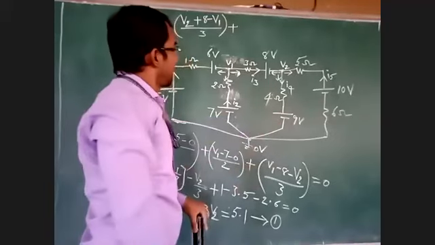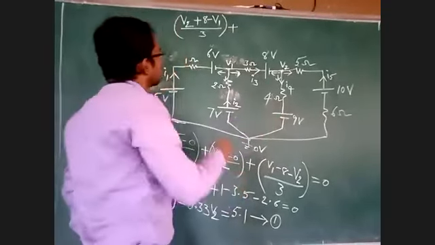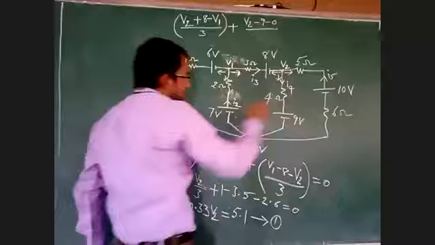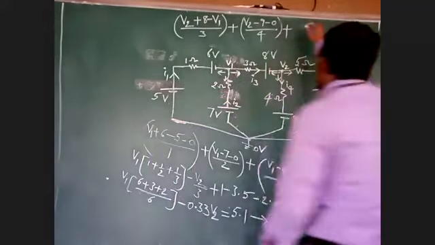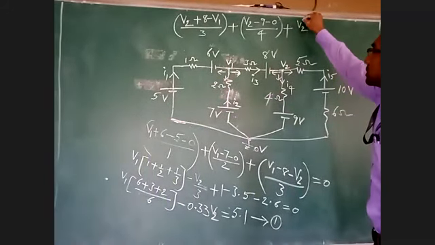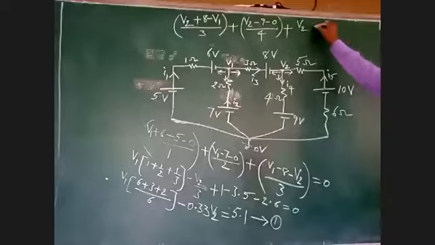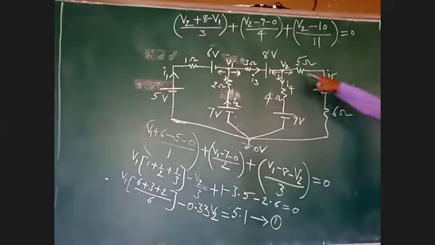Now come to the second arrow. V2 minus 9, minus 0, divided by 4. Then V2 minus 10, divided by 11, because 6 and 5 are there in this branch, and 6 plus 5 is 11.